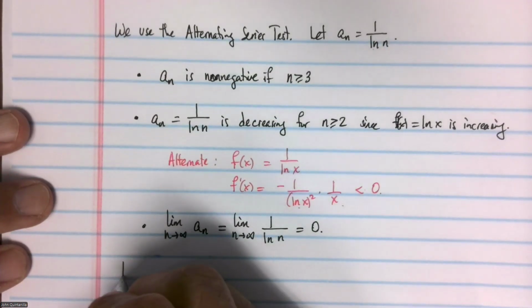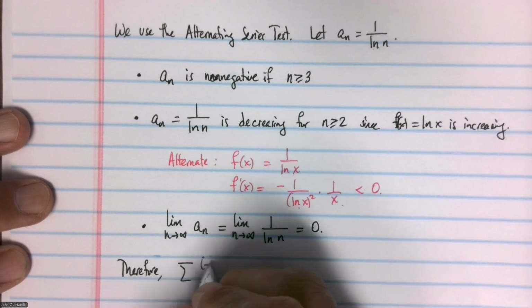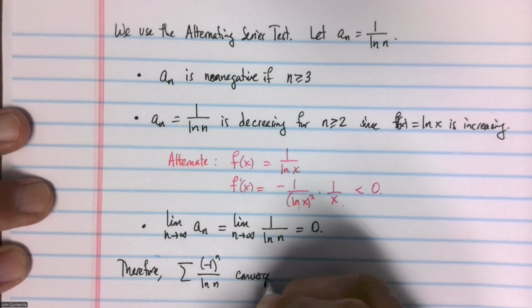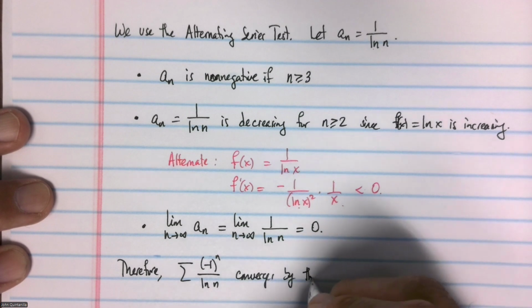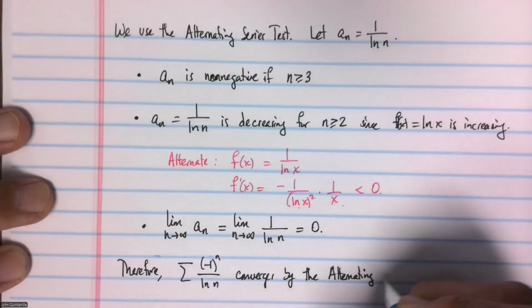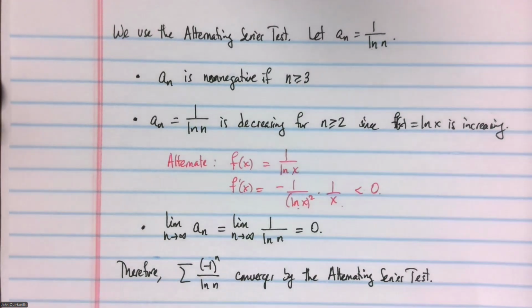And so therefore, the summation of negative 1 to the n over natural log n converges by the alternating series test. Okay, now that's the end of this problem.